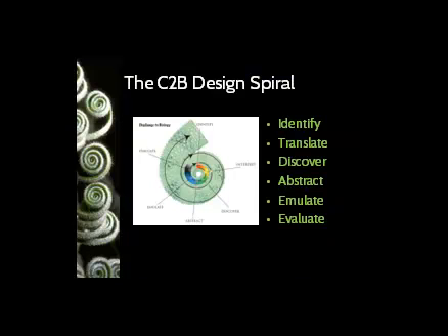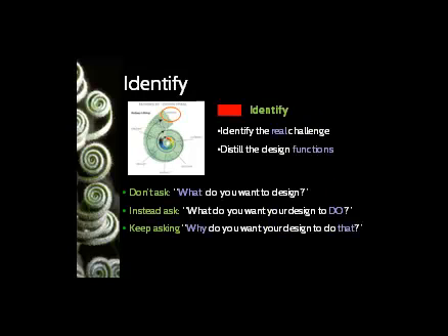The steps in the Challenge to Biology Design Spiral are identify, translate or interpret, discover, abstract, emulate, and evaluate. I think I skipped one here when I was going around. So they're real similar to the Biology to Design Spiral steps, but they're in a different order, of course, because instead of starting with biology, you're starting with your challenge. We're going to go through each of these steps and then talk about putting them together.